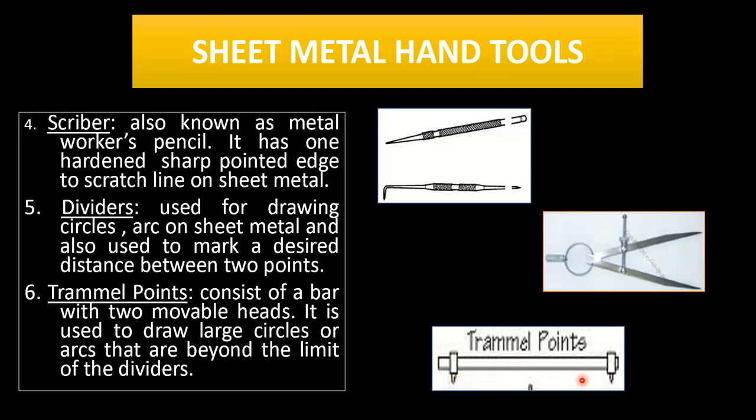For example, if you want to maintain a distance of say 30 centimeter, so you want to draw 2 parallel lines which are having a distance of 30 centimeter. You can measure and tighten them at a 30 centimeter gap, and using a straight edge you can just draw a line, and you'll be getting 2 parallel lines which are having a distance of 30 millimeters. So this is a trammel point basically.